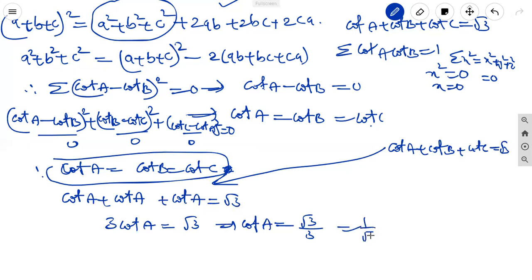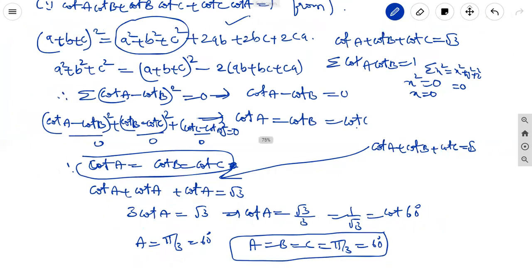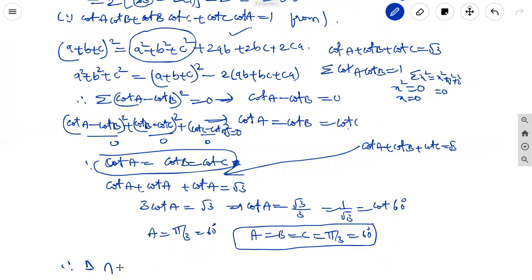This 1 by root 3 is nothing but cot 60 degrees. From this, A equal to pi by 3, 60 degrees. So here, cot A equal to cot B equal to cot C means A equal to B equal to C equal to pi by 3, that is nothing but 60 degrees. Therefore, triangle ABC is an equilateral triangle. This is the answer.